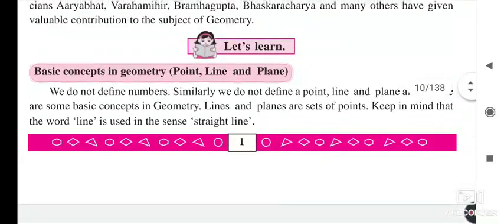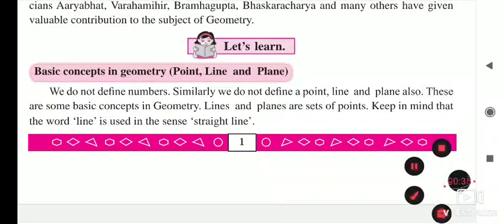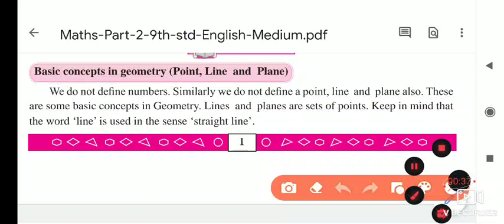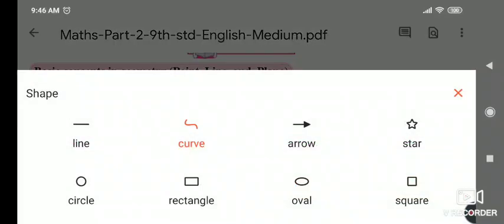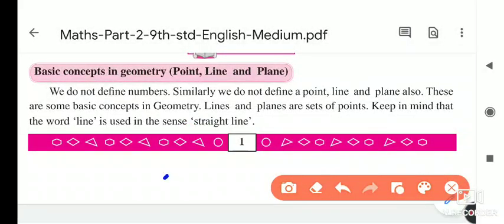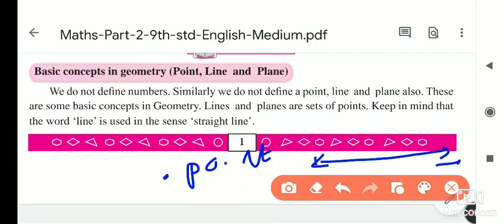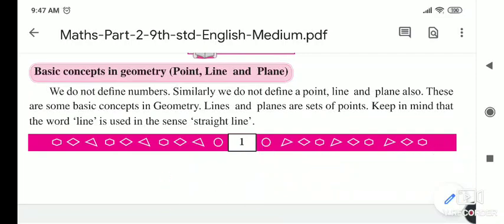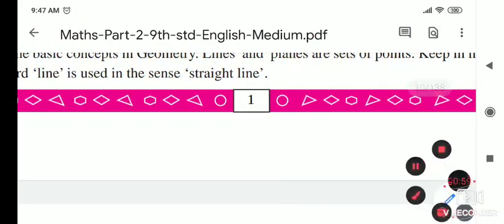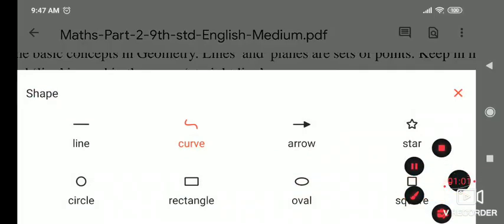Which are the basic concepts of geometry? The first basic concept of geometry, as I just told you, is the point. This is called a point. Next is the line. Line means what? It extends on both sides, there is no limit. It can extend in both directions, and it has no limit, and it is called a line.